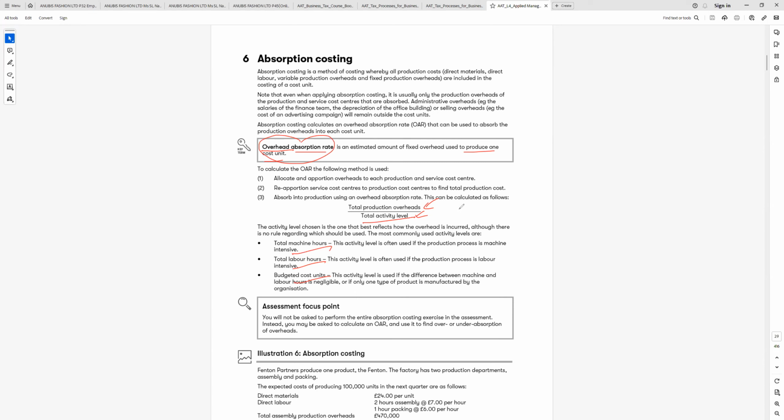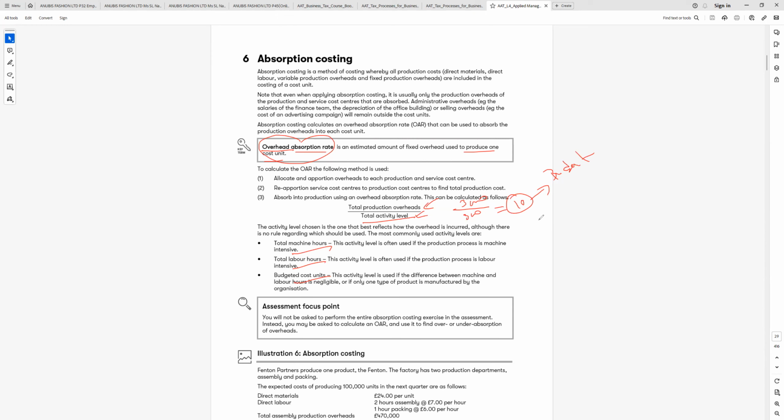For example, if my total production overhead is 3,000 pounds, and my total activity level, that is the unit, let's say 300 units, or 300 machine hours, or 300 labor hours, then the overhead absorption rate will be 10. So per unit, my overhead will be 10. But remember, it is the budgeted one. That's the estimate.